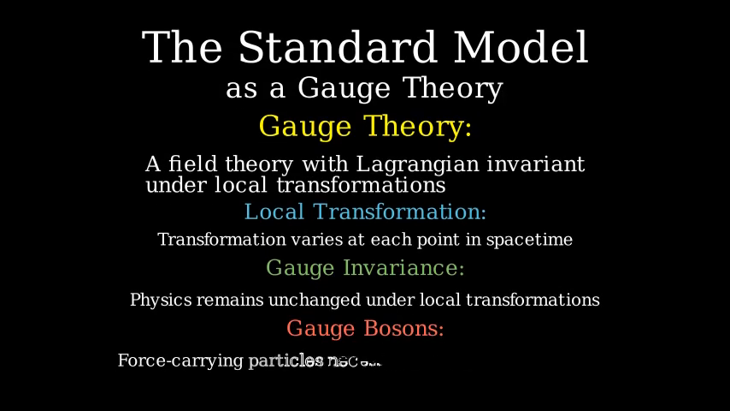The requirement of gauge invariance is a powerful constraint that dictates the form of the interactions between particles. It necessitates the existence of force-carrying particles called gauge bosons. These bosons mediate the fundamental forces.